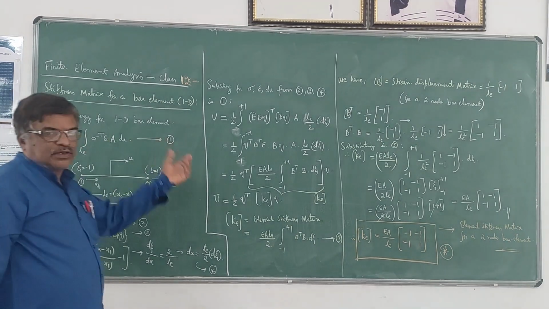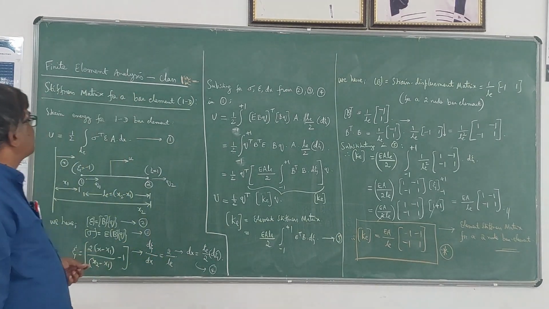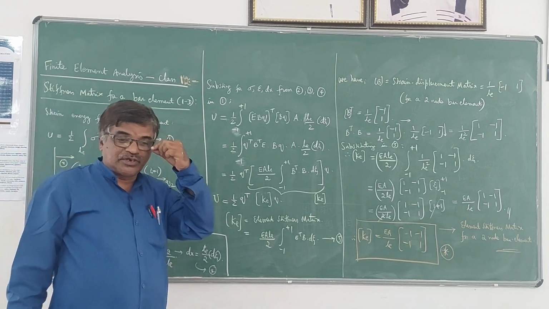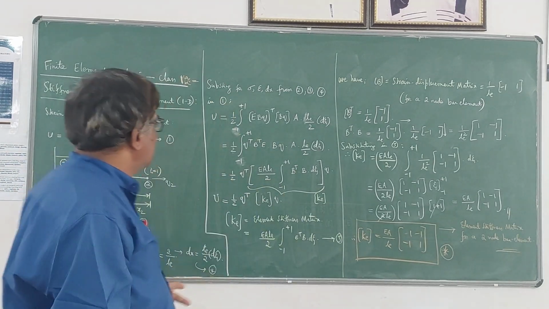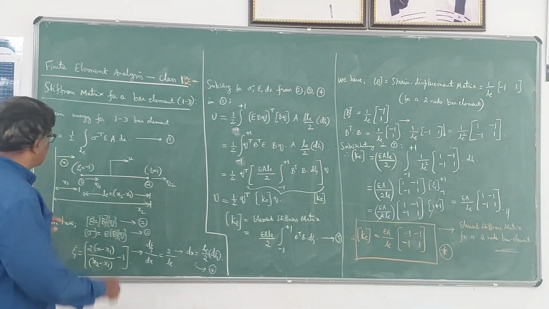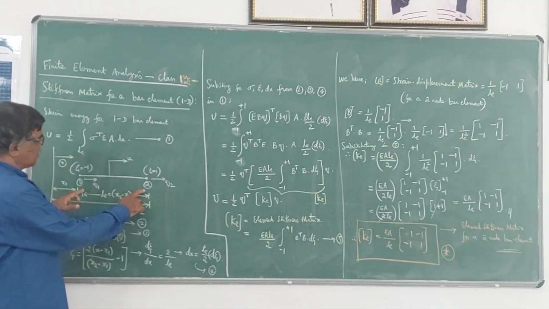Let us derive the element stiffness matrix for a one-dimensional bar element. It consists of two nodes and has 1 degree of freedom at each node. So this is the element, and 1 and 2 are the nodes.